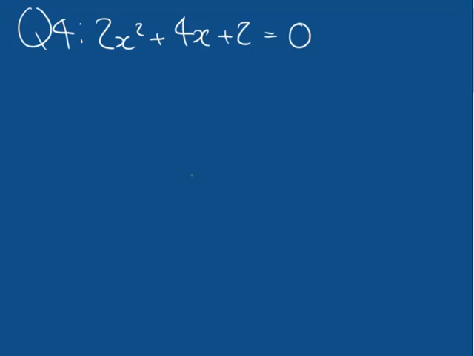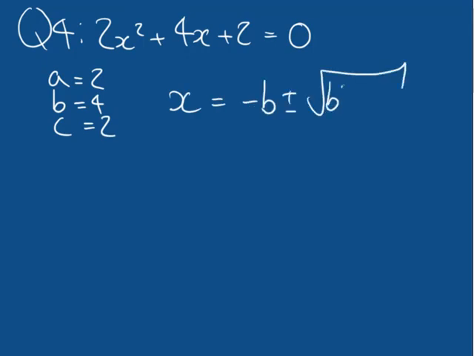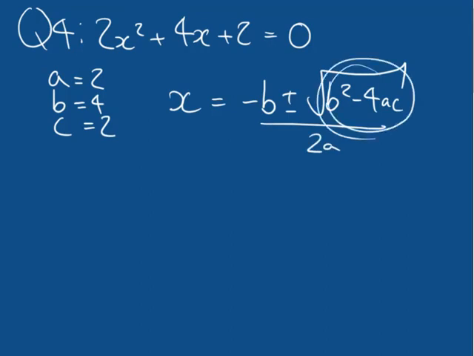Okay, welcome back everyone. So again, the exact same thing that we've done for the last 3 questions. I'm going to take note that a is equal to 2, b is equal to 4, c is equal to 2, because we have 2x squared plus 4x plus 2. And our equation for solving is x is equal to minus b plus or minus the root of b squared minus 4ac all over 2a. Fantastic.